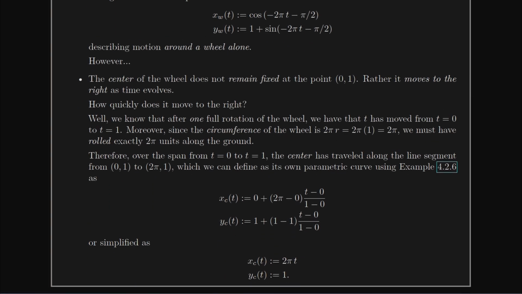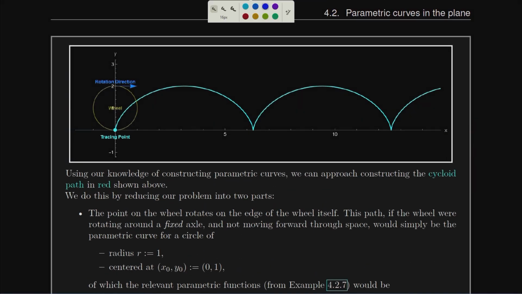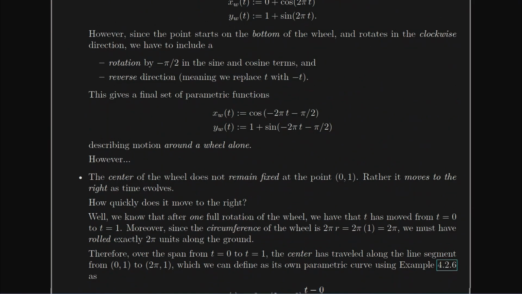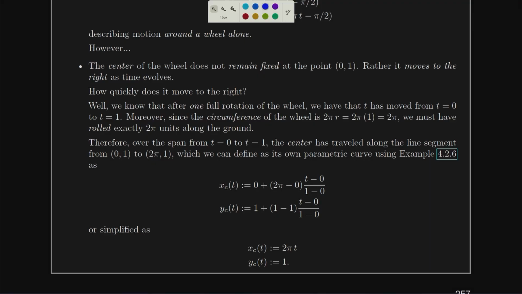Well, how far has it moved on the ground after one rotation? If I'm tracing on the ground one entire circumference, one rotation is one circumference. The circumference of a circle of radius 1, 2 pi r, when r is 1, will just be 2 pi. This has occurred over a time window 0 to 1. So I know that I'm moving exactly at a speed of 2 pi, or 2 pi divided by 1. And so my speed in the x direction, because I'm moving to the right, is 2 pi.